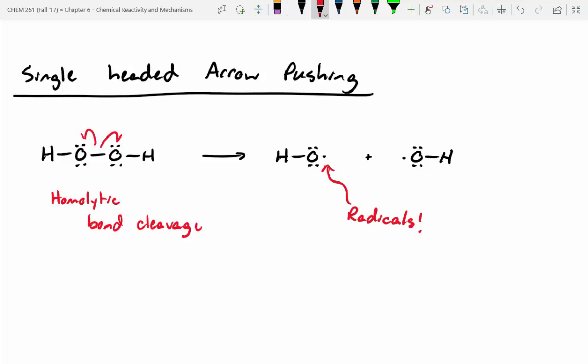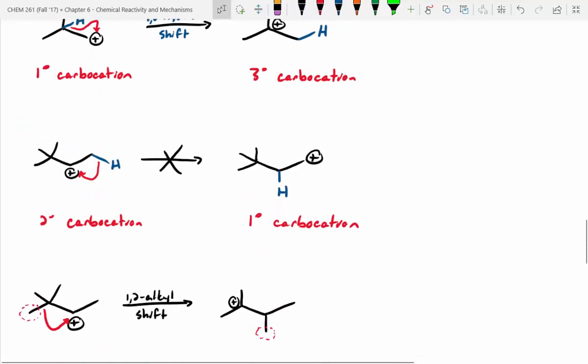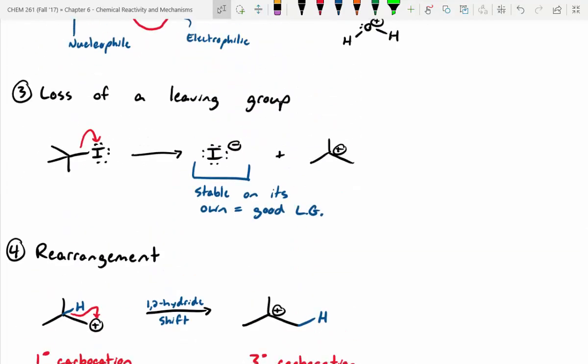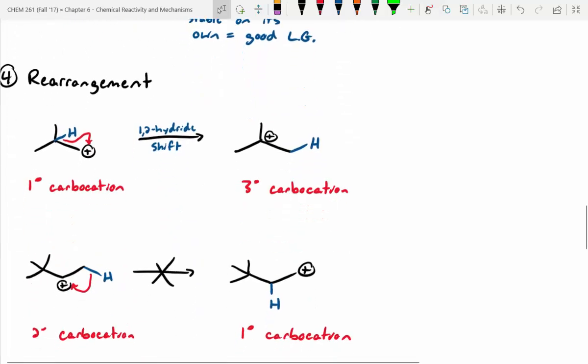So radicals are compounds that have unpaired electrons. They tend to be less stable, but you do see them a lot in organic chemistry, and we'll cover those more in second term. But I did want to introduce you to them. What do you think a heterolytic bond cleavage would be? Where both electrons move, right? So an example of a heterolytic bond cleavage would be something like loss of a leaving group, where both electrons between carbon and iodine moved over to the iodide, right? So that'd be heterolytic, meaning they're not going opposite directions.